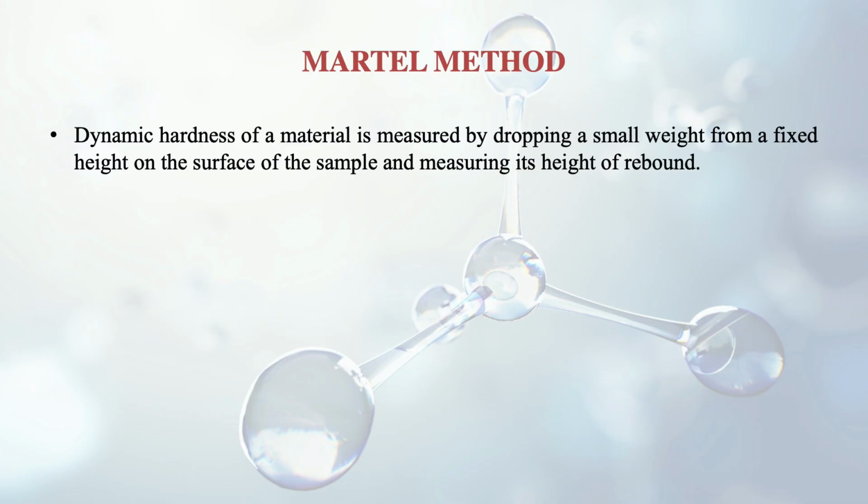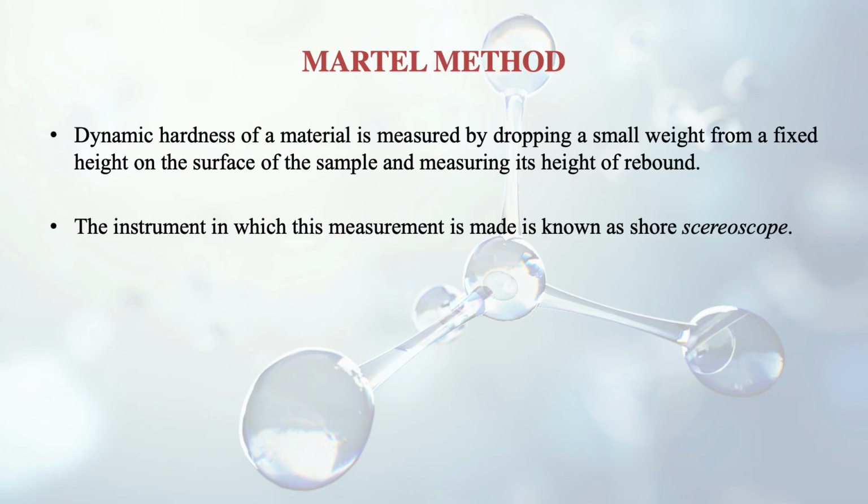So there is one more method, the Martel method. So in this, what we do, we measure the dynamic hardness. Dynamic hardness of a material is measured by dropping a small weight from a fixed height on the surface of the sample and measuring its height of rebound. So earlier we can say we were doing a kind of static hardness measure. Now we are doing dynamic hardness because we are releasing the weight from a certain height. Earlier we were just bringing the load slowly, gradually, and placing it on the specimen. The instrument in which this measurement is made is known as the Shore scleroscope.